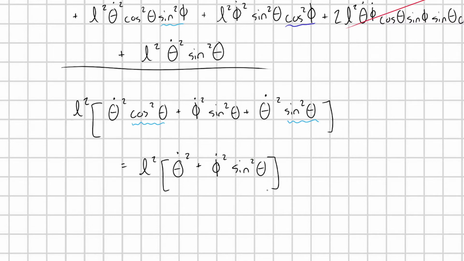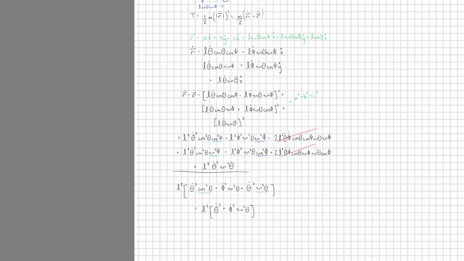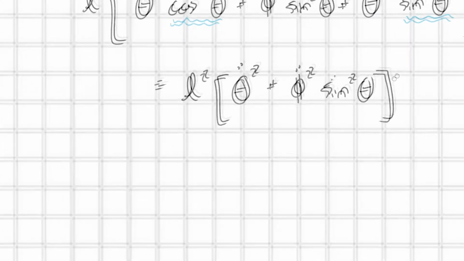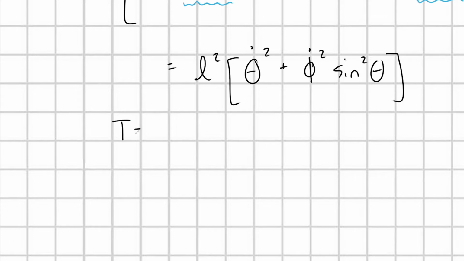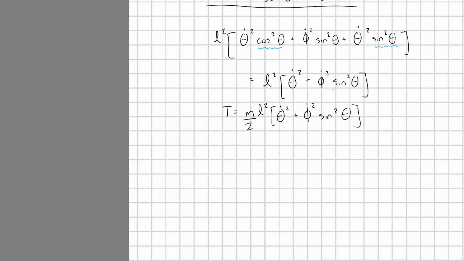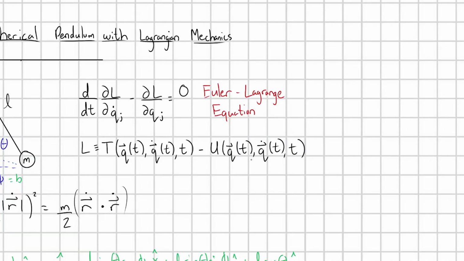And so with this, we can now plug this guy here, I know I'm zooming out a lot, all the way back in for r dot r. So our kinetic energy is ultimately going to be equal to, T is going to be equal to m over 2 times L squared times theta dot squared plus phi dot squared sine squared theta. Alright, one step down. Next, we need our potential energy as a function of these coordinates.